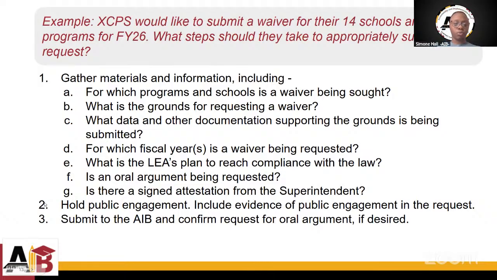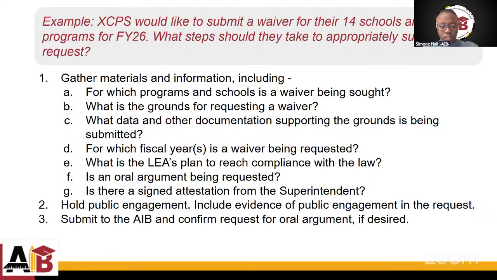We've walked through this a little bit. So gathering all the materials and information necessary, including for which programs, schools, and fiscal years is a waiver being sought. What is the grounds for requesting a waiver? What data and other documentation supporting the grounds is being submitted? What is the LEA's plan for reaching compliance with the law? Is an oral argument being requested? And then lastly, is there a signed attestation from the superintendent?